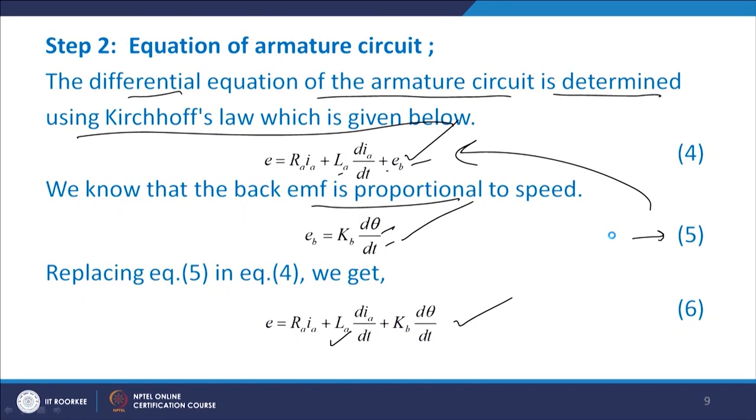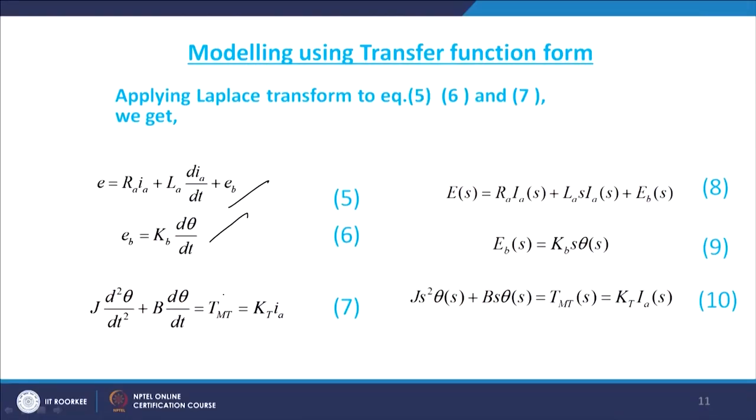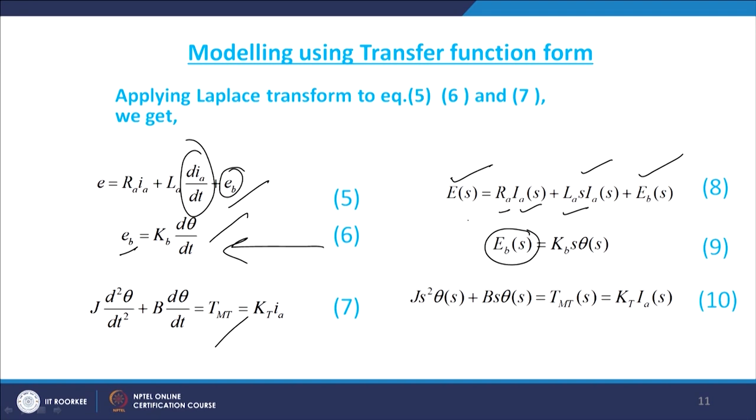All these equations. Now we have to develop the model in transfer function form. Definitely we have the time domain, so we have to apply the Laplace transform. Here I have written all these equations again, so that we can easily write the expression in the S domain. So we write the Laplace of E as E of S equals RA into I of S plus LA S I of S plus EB of S. Then about equation number 6, EB is represented by EB of S and this constant KB, and d theta by dt, the theta dot, is represented by S theta of S.